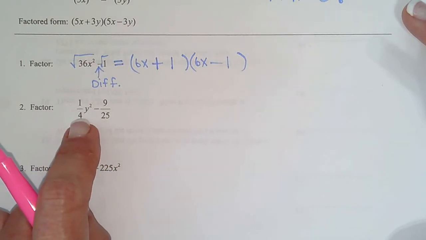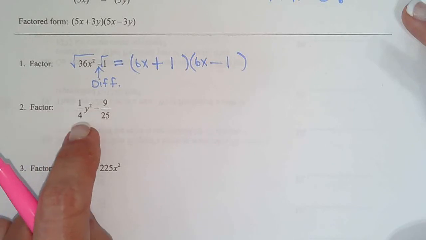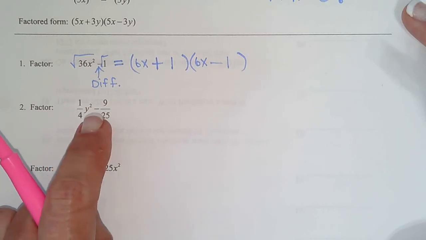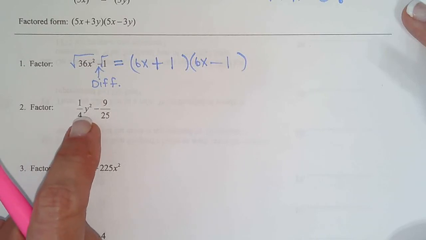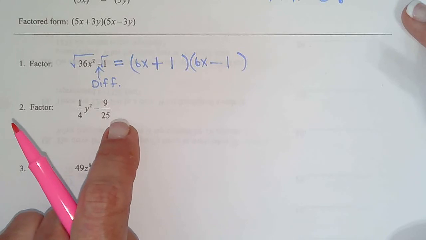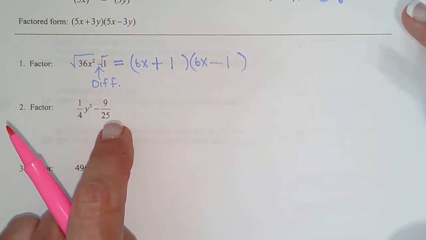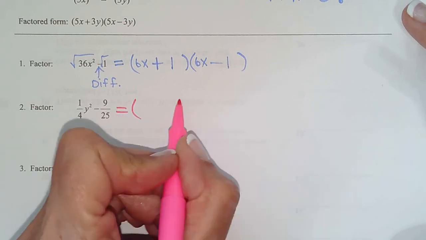Then you say, is 1/4 y squared? So what's the square root of 1? 1. What's the square root of 4? 2. What's the square root of y squared? Y. So the square root of this is 1/2 y. What's the square root of 9? 3. What's the square root of 25? 5. So the square root of this is 3/5. So it does fit in the pattern.